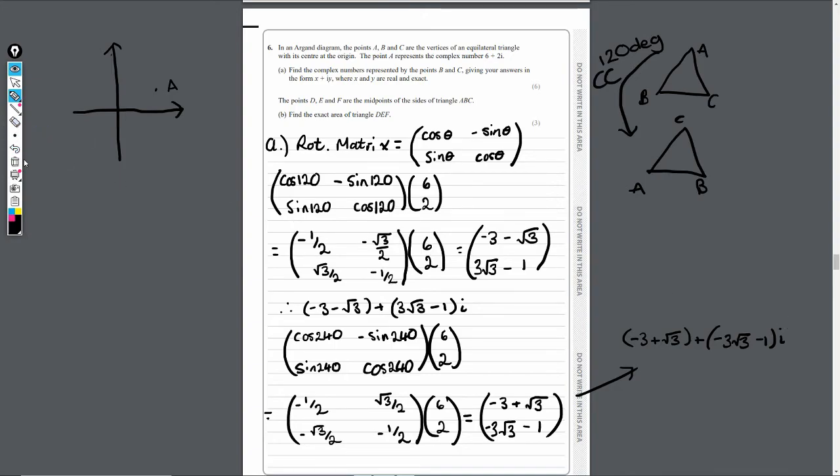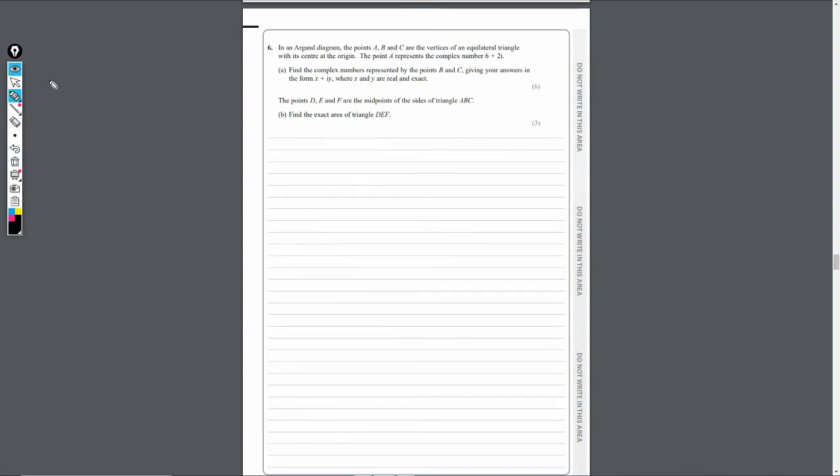What I'm going to do is quickly clear it, and then we'll jump on to part B. So, part B, what we've got to work out now is the exact area of the triangle DEF. And DEF is represented by the points D, E and F, which are the midpoints of the sides of the triangle ABC. So if I just draw a rough sketch now, again, this isn't going to be perfect. I'm pretty bad at drawing. I was never good at art, so just a rough sketch.